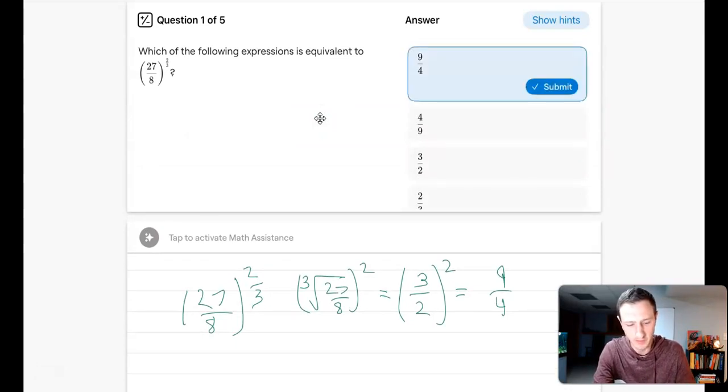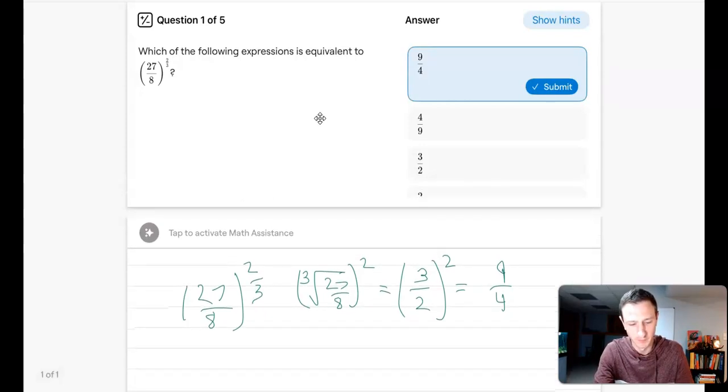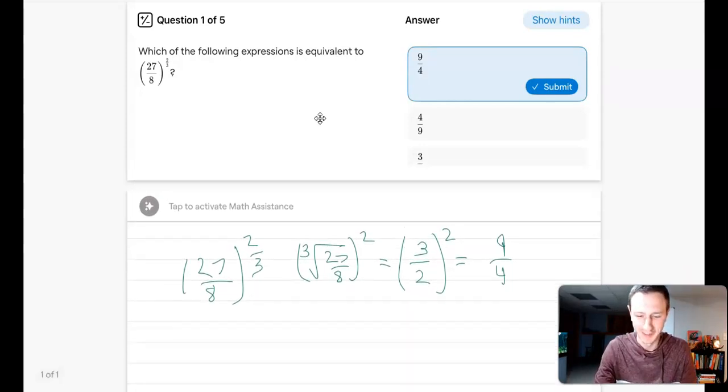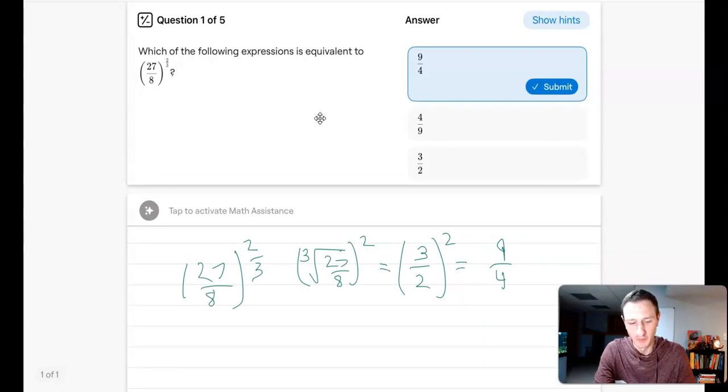It looks like there's a math assistance. I'm hopefully not going to use that, but it doesn't come to that point. And there's also hints that you can use at the top right there. But I'm saying 9 over 4. Let's check it. Correct. Cool. Question 1.